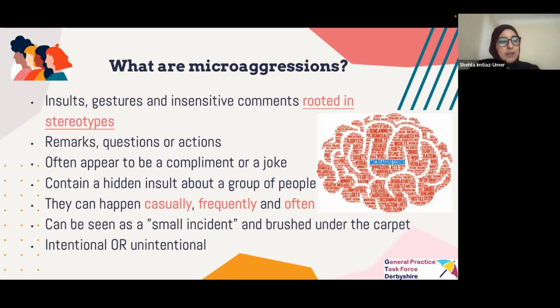So as I was saying earlier about verbal microaggressions, they can often be a compliment, such as, "You speak really well for an Asian person." So again, that's rooted in a stereotype that's actually quite offensive, but it's portrayed as being a compliment or a joke, and they can often contain a hidden insult about a group of people. They happen really casually, and they're seen as small incidents that can be brushed under the carpet, and they are seen as intentional but mostly unintentional as well.